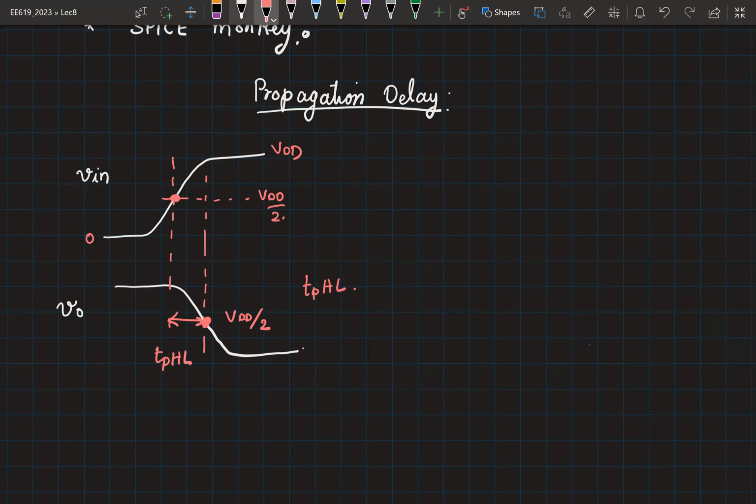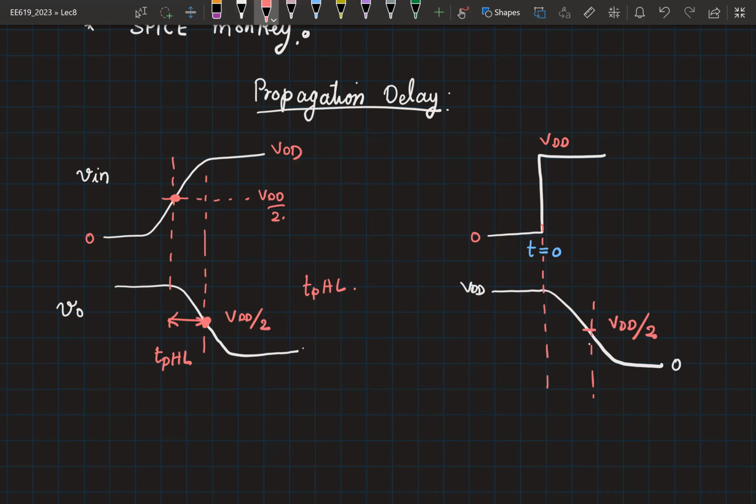Now, the first approximation we are going to make is that it's too difficult to deal with an input signal that is rising like this. So we'll apply a step input corresponding to the time t equal to 0. This is going from 0 to VDD. You will have the output falling from VDD to 0. And we'll simply look for the point where this reaches VDD by 2. Right? And the TPHL is now the distance between these two nodes.